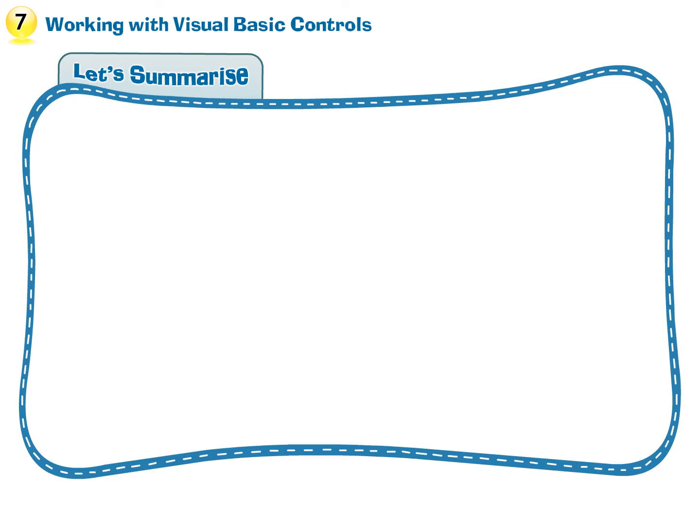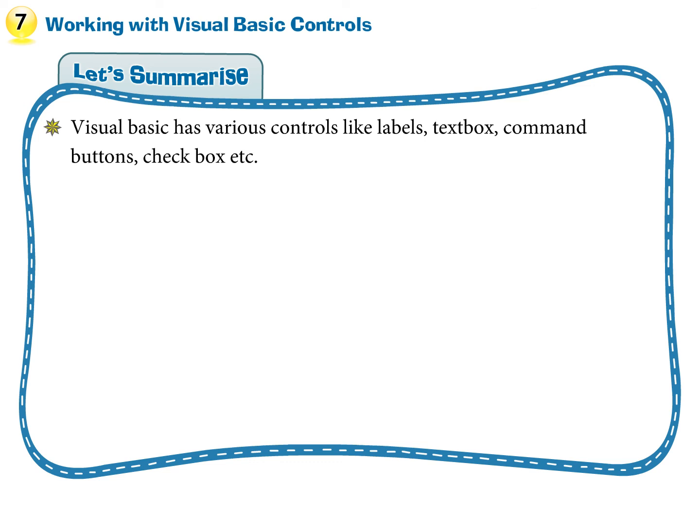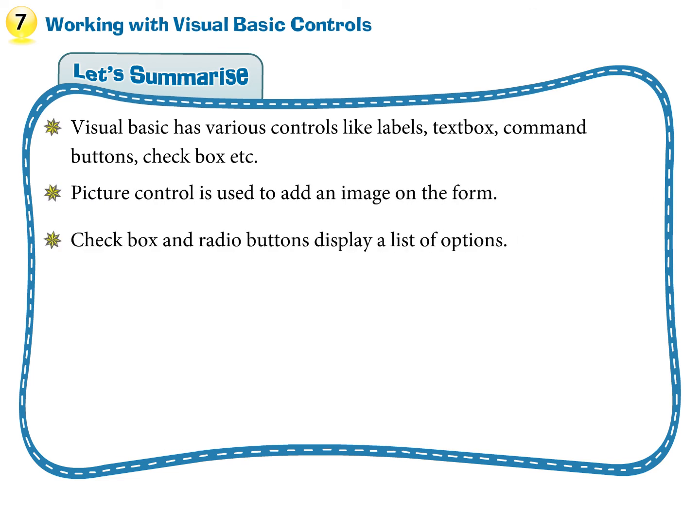Let's summarize. Visual Basic has various controls like labels, text box, command buttons, checkbox, etc. Picture control is used to add an image on the form. Checkbox and radio buttons display a list of options. Variables are used to store a value.